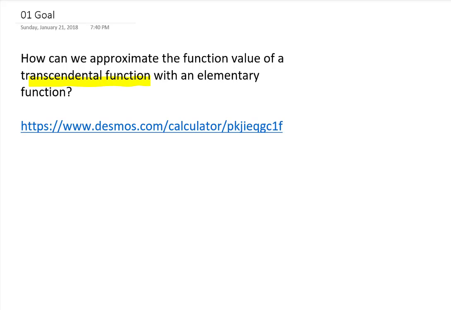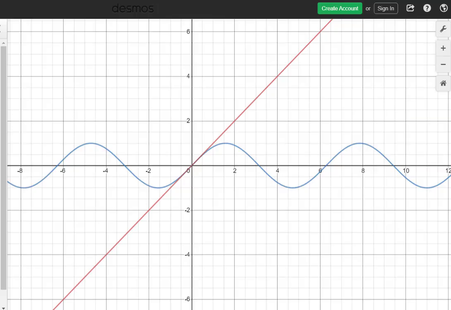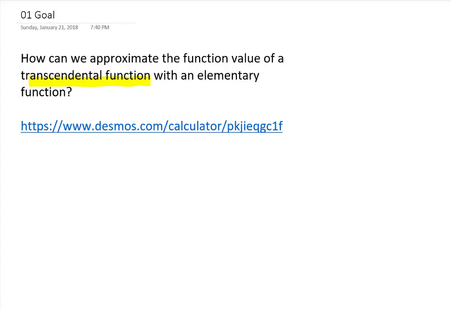Now, what do we mean by transcendental function and elementary function? If you look at this graph, the blue is the sine of x, and you can probably recognize that. That is called a transcendental function, so an example would be the sine of x. An elementary function is one that is considered to be a polynomial. So it might be 1/6 x cubed plus 3/4 x squared, and so on. Anything like that is considered an elementary function.